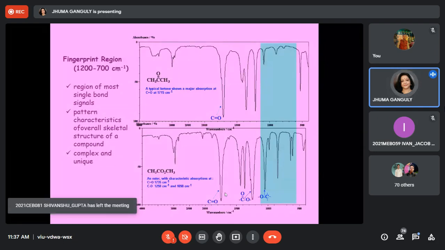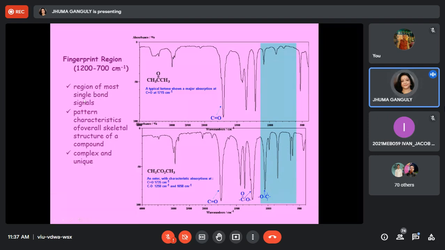Now the fingerprint region, 1200 to 700 centimeter inverse. It is the region of most single bond signals, a pattern characteristic of the overall skeletal structure of a compound, complex and unique. So what is the point? You can see this green part. You have acetone and you have methyl acetate. Both are different, but more or less this part, or at least the CH3CO part, is the same. But you see this region has a marked difference.